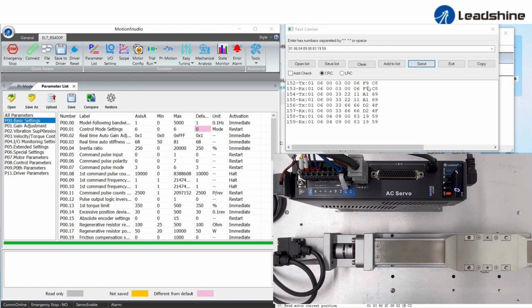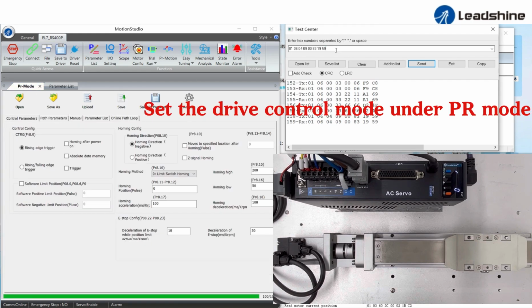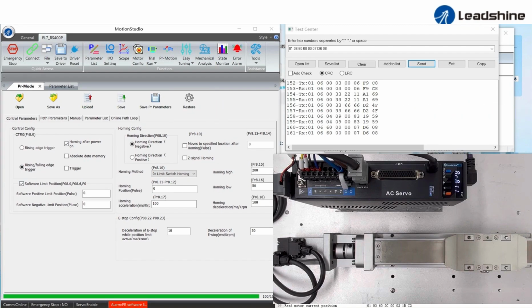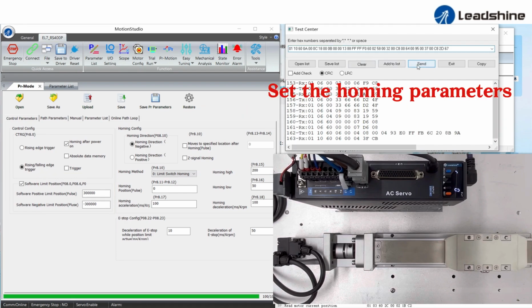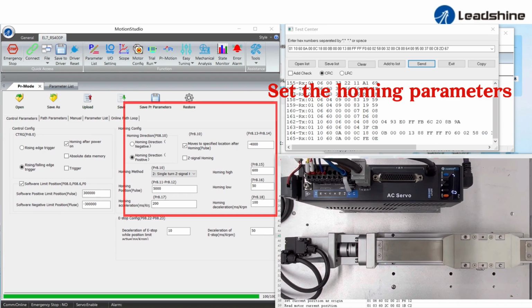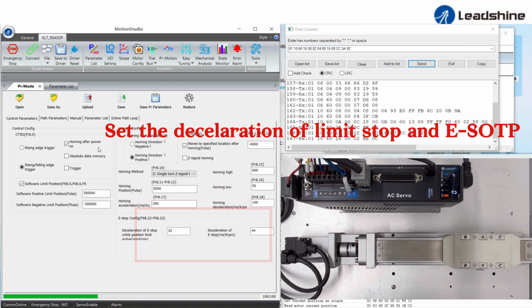Next, let me configure the PR mode parameters and trigger the paths via RS485. This message is writing the control method PR 8.00, set double edges triggering, auto homing upon power on, and enable the software limit function. Write the positive and negative software limit values. Set the homing parameters. Homing method is single turn Z signal homing, homing offset, homing position velocity, acceleration, deceleration, and holding torque and time. Set the deceleration of limited stop and emergency stop deceleration.